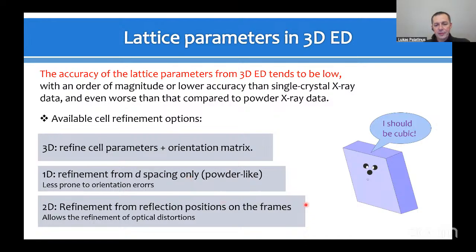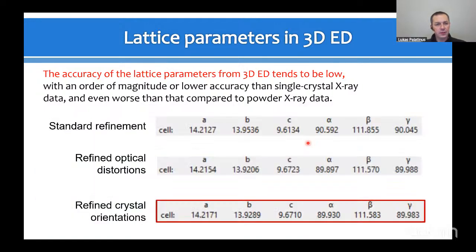Then another useful option is to refine against reflection positions on the diffraction patterns, and this refinement allows the refinement of optical distortions. So you can refine together the lattice and the deformations due to the optics of the microscope, and that permits, under favorable circumstances, to decouple these effects, the lattice parameters, from the distortions, and get a decent result. So here is a quick example.